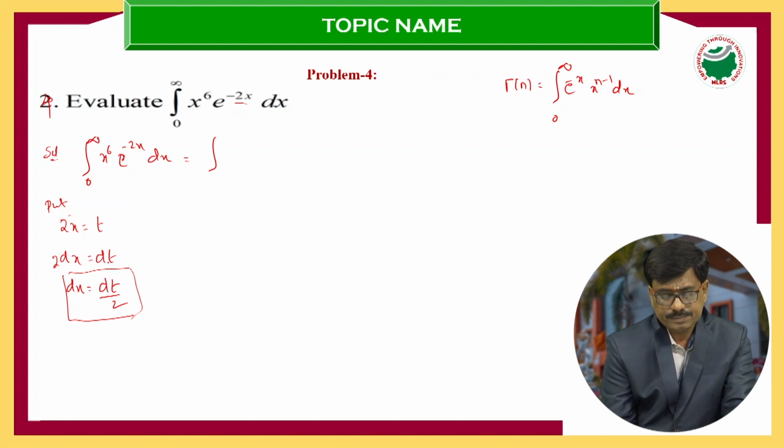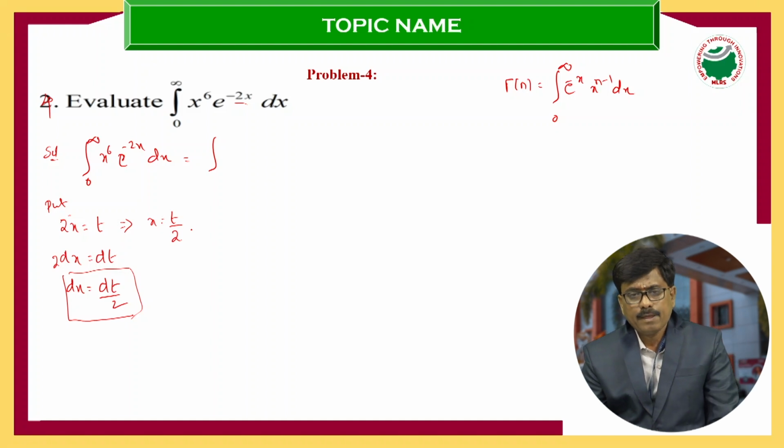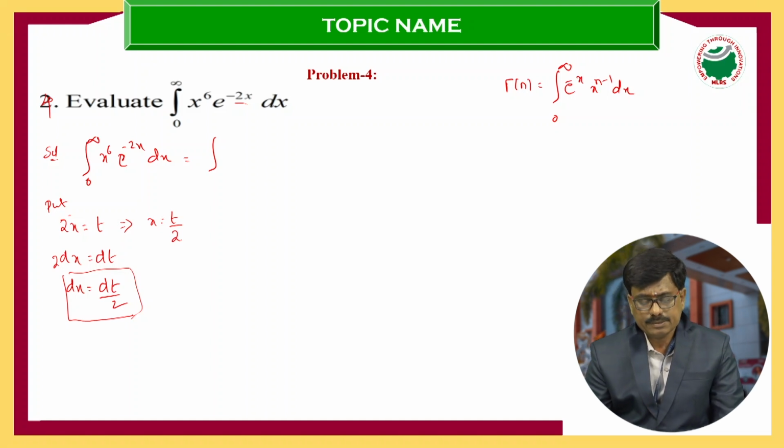Integral x, we need to calculate what? There will be an x value. How do you write the x value? x is equal to t by 2. Wherever x is there, I can replace it by t by 2.